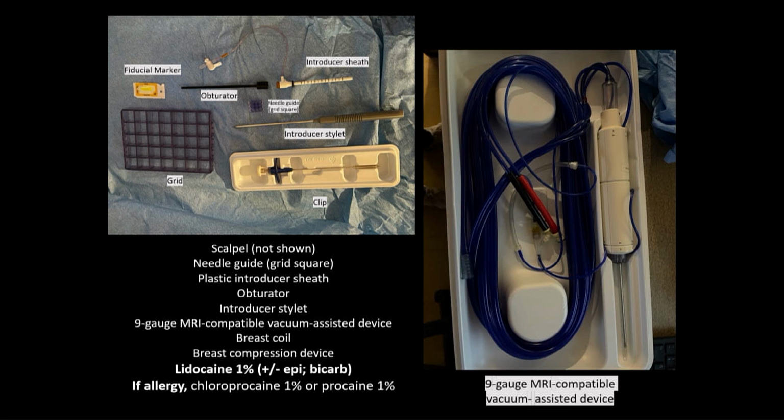You'll have a petite or a standard. The petite is a 12-millimeter bowl, and your standard is a 20-millimeter bowl, so I will go over that in a few slides and the importance of using that in targeting your lesion. Of course, you have a breast coil and your breast compression device.